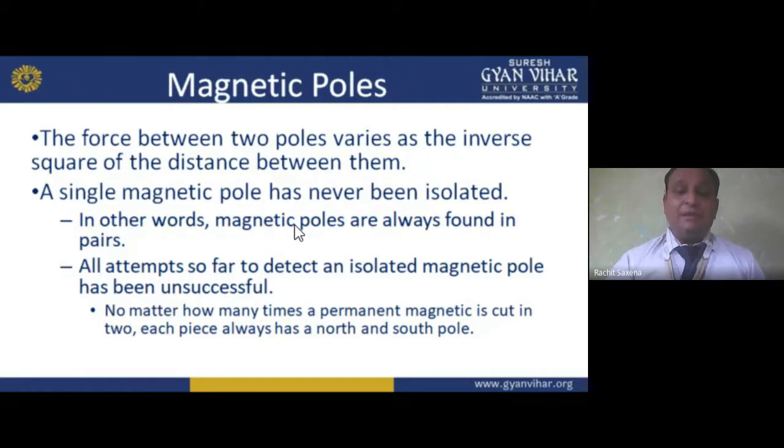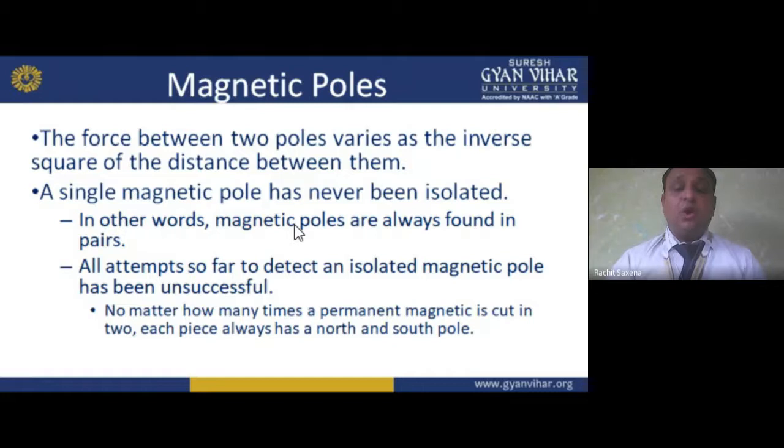A simple magnetic pole has never been isolated, as I earlier told you. In other words, magnetic poles are always found in pairs. Always you will find north-south, south-north. So you can't say it is a single pole or simple pole. It is always two poles. We can say bipolar system, dipole system. So in other words, magnetic poles are always found in pairs, my dear student, not single.